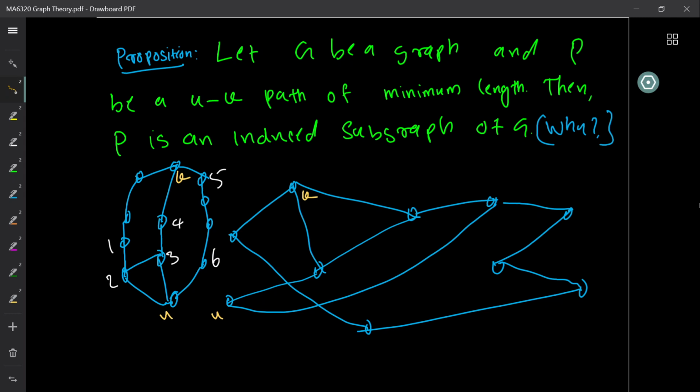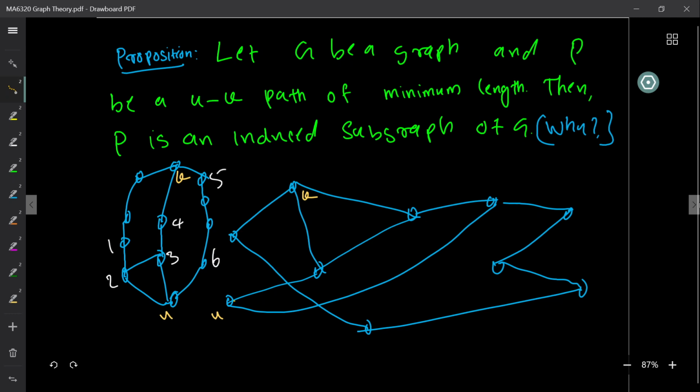Now, this proposition says that if G is a graph and P is a minimum length u-v path, then P is an induced subgraph of G. We said every path in a graph is basically a subgraph. Now, we claim that if you are talking about the minimum length path, then it must be an induced subgraph. So just look at this and try to prove it yourself. So, for example, here u and v: u, then this vertex and v is the shortest path, and one can verify that it is an induced path.